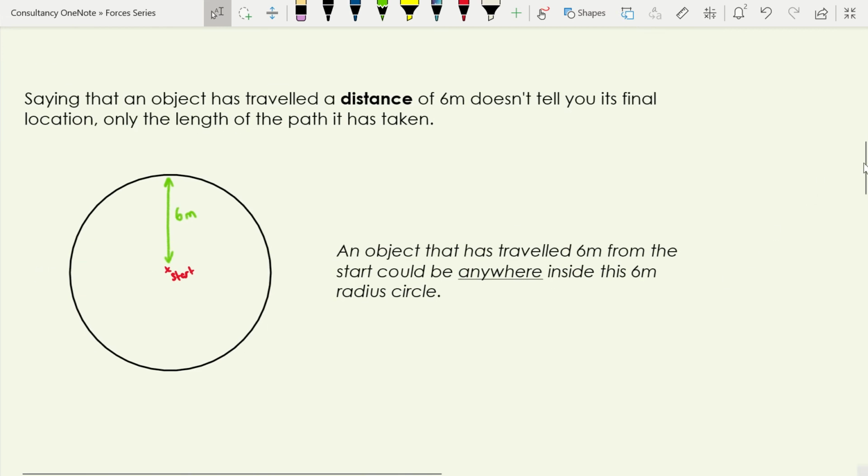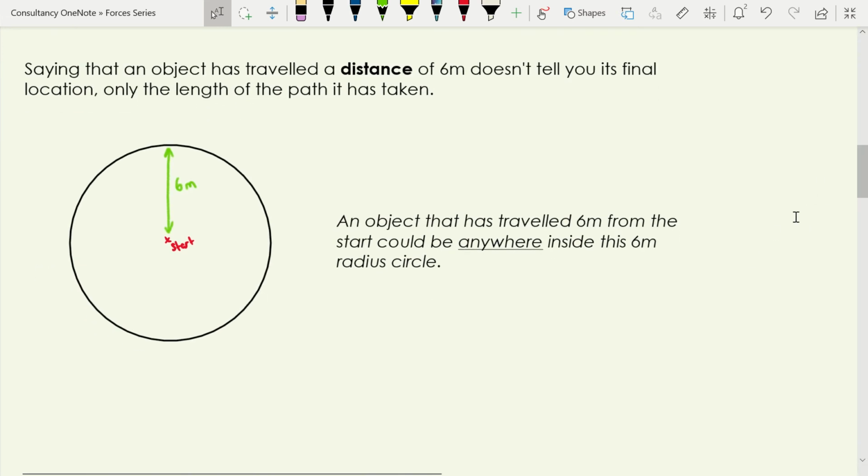So distance has limitations. If I say this object has traveled 6 meters, it doesn't actually tell you where its final location is, only the length of the path taken. If I start here and I move 6 meters, I could be anywhere inside this circle. I could move 3 meters to the right and 3 meters to the left and be back where I started. I could do 3 to the right, 2 down, 1 down. I could be anywhere inside that circle. So that's the limitation of describing just the distance an object has traveled. We don't know where it is. We just know the length of the path it's taken.